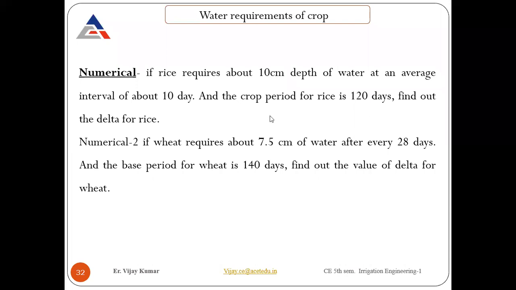So total 120 days. How many waterings are required? 120 divided by 10 comes out to be 12. And for each watering, how much depth of water is required? It's 10 centimeter. So 12 into 10 centimeter, 120 centimeter will be the right answer.